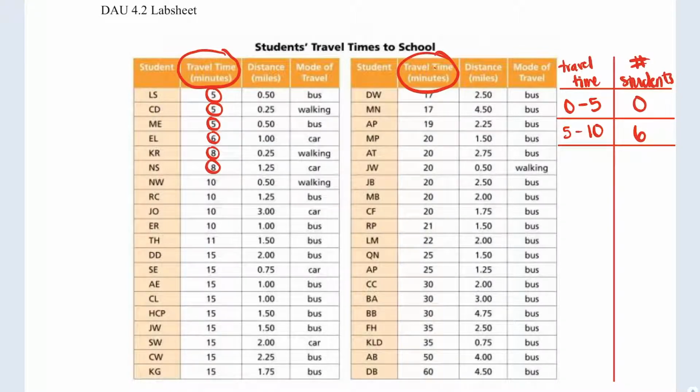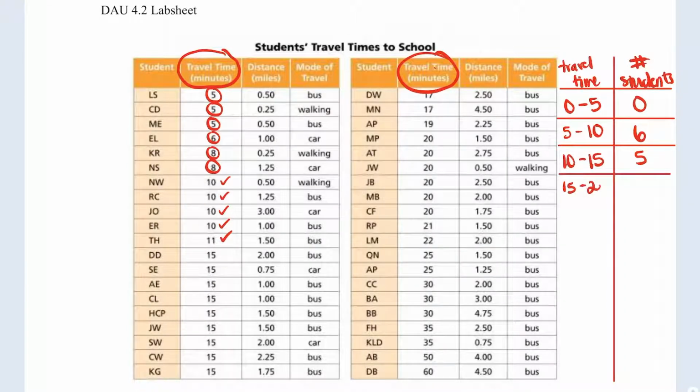All right, let's keep going. 10 to 15. That's my next time interval. I need students between 10 and 15, but not including 15. So let's count them. I have 1, 2, 3, 4, 5. There we go. Let's keep going.